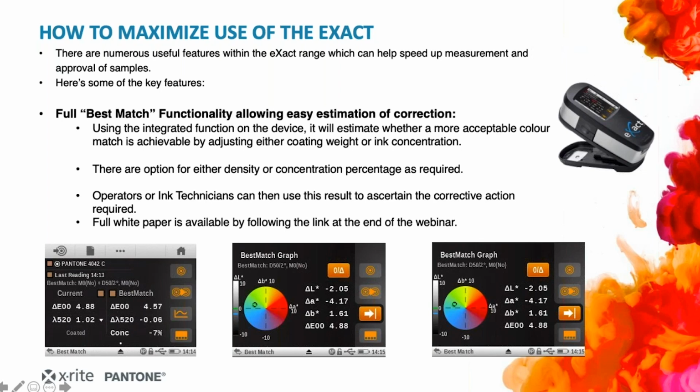It will give you a very accurate and close estimation as to, if I change the concentration, where would I be in terms of delta E? Would I be any closer? Would it actually be further away? This then, on a job-by-job basis, can save a lot of time and also a lot of unnecessary production and waste.